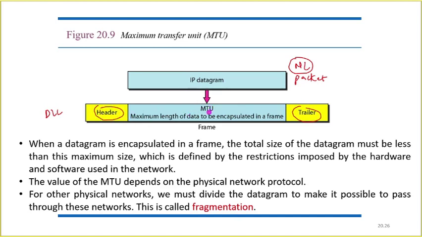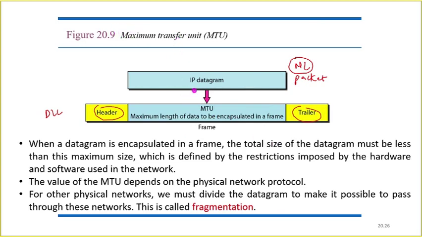So here this is the maximum transfer unit. It is the maximum length of data to be encapsulated in a frame. Because the size of the frame is fixed, what is the maximum length of the data that can be encapsulated? That is called MTU, the maximum transfer unit.